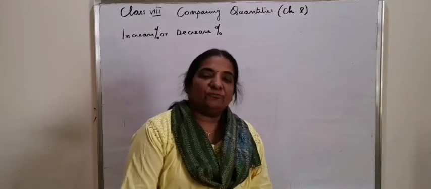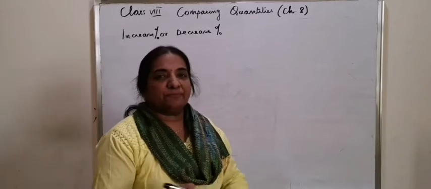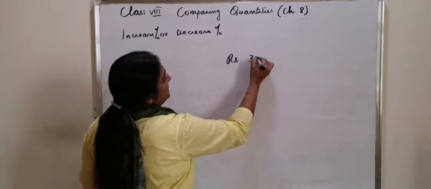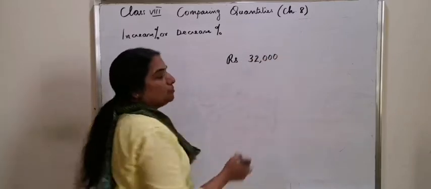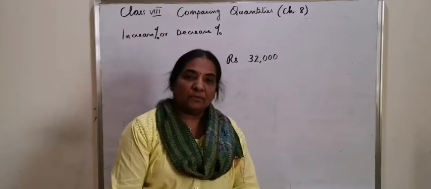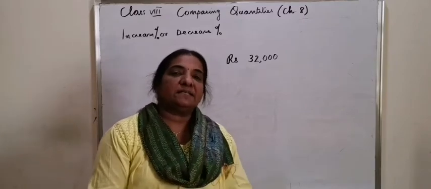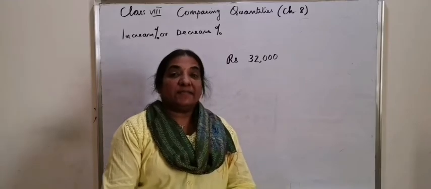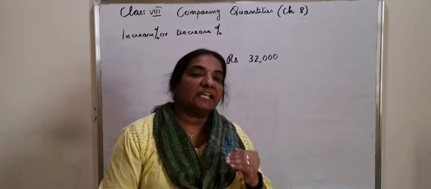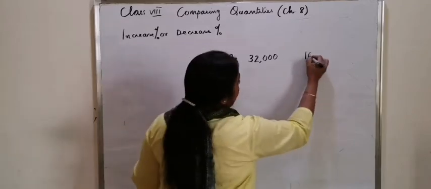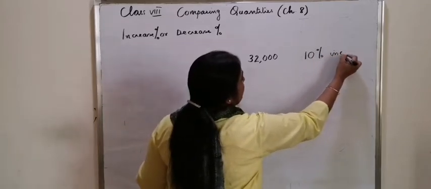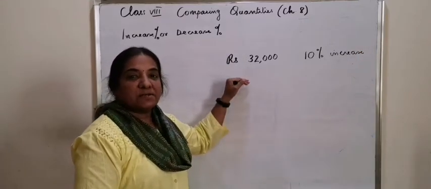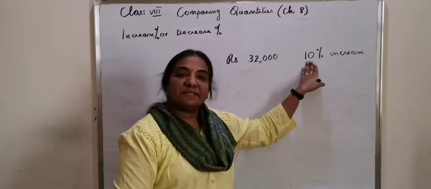Take the example of the price of a scooter. Let the price of a scooter last year be rupees 32,000. Now, if there is an increase in its price this year, the company will always say that there is a 10% increase. Mostly, the amount will not be disclosed. It will be expressed as a percentage.